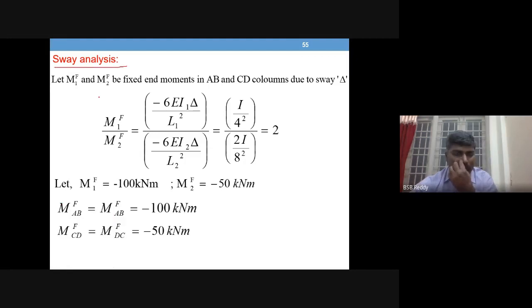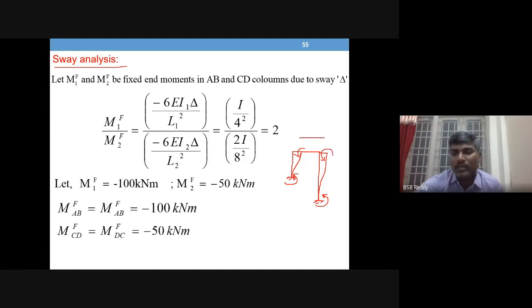In the procedure, it is told that you have to assume some arbitrary moments due to sway. So you take a frame, this is the frame that is given. Imagine that the frame has swayed. We expect some moments to develop like this in the columns.